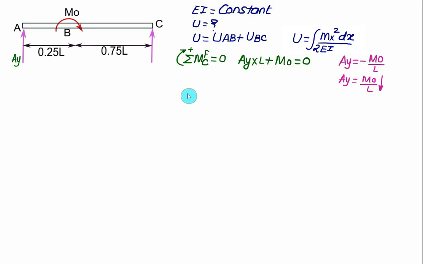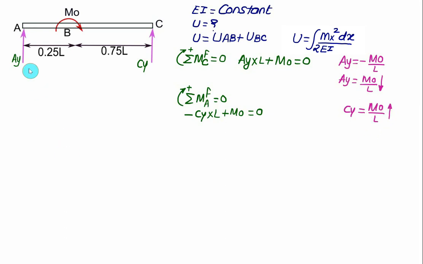Secondly, we take the sum of moments of all forces about A equal to 0, taking clockwise moment as positive. At C, we have vertical reaction Cy. So Cy upward will make an anticlockwise moment, minus Cy, with perpendicular distance equal to L, and this time the value of M0 is positive. So we have plus M0 equal to 0. In this case we get Cy equal to positive M0 divided by L. This answer is positive, so the assumed direction is correct.